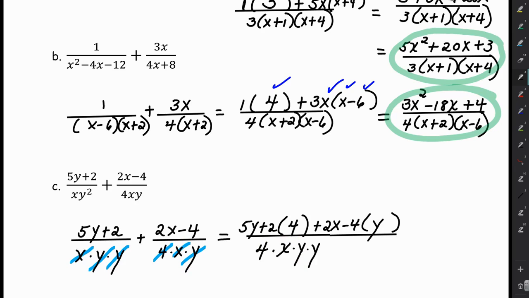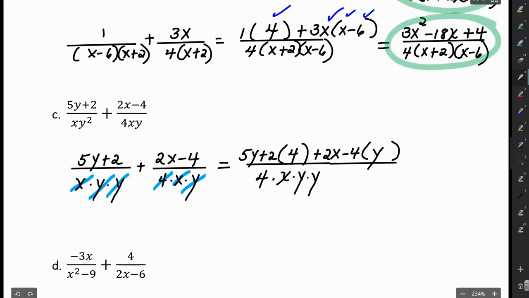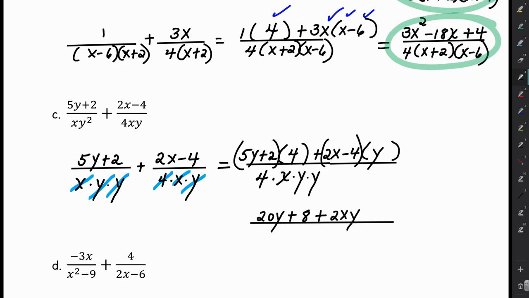All right, we've done the hard part. Now we need to distribute and then combine like terms. So now we're going to have 4 times 5y, that's 20y, plus 4 times 2, that's 8, plus y times 2x, that's 2xy, and then minus 4 times y, that's minus 4y. And then in the denominator, we have 4xy squared. All right, now we can combine like terms and write our final answer.